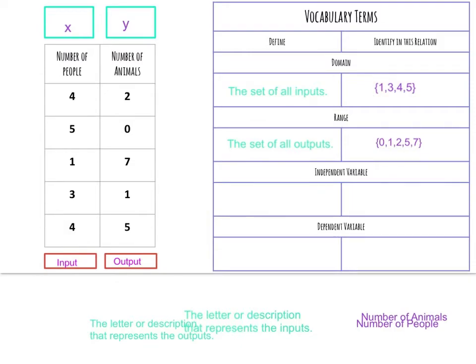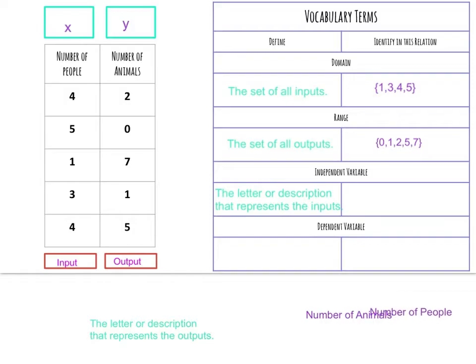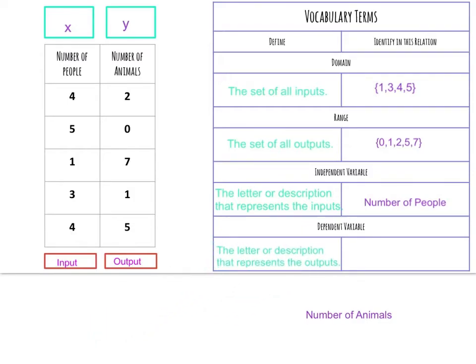So the input is the letter or description that represents all the inputs. So in this case, we're talking about the number of people. The number of people is our input, and the letter that describes them is the x. For the y, we talk about the dependent variable, and that's the letter or description that represents all the outputs. And in this case, that's the number of animals. Is it always number of animals? No, it's whatever is being used to describe the y values.